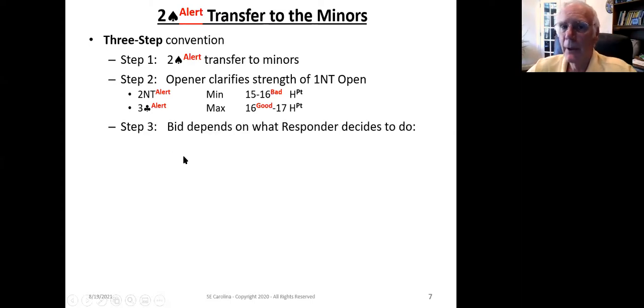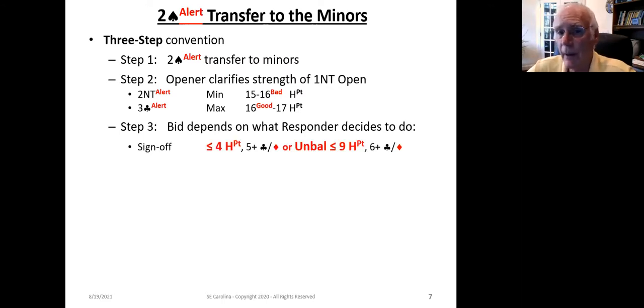Now, you go, what is the responder going to do now? Well, the responder can now do several different things. But in terms of signing off, this is with less than or equal to 4 high card points. What the responder can do is choose the minor suit that they want to play in. Now, that's less than or equal to 4 high card points, or unbalanced with less than or equal to 9 high card points. Notice this is 9 because with game forcing points, you use a different sequence.